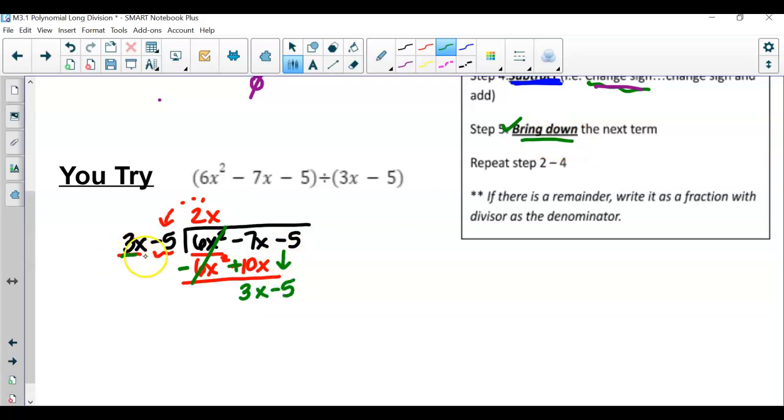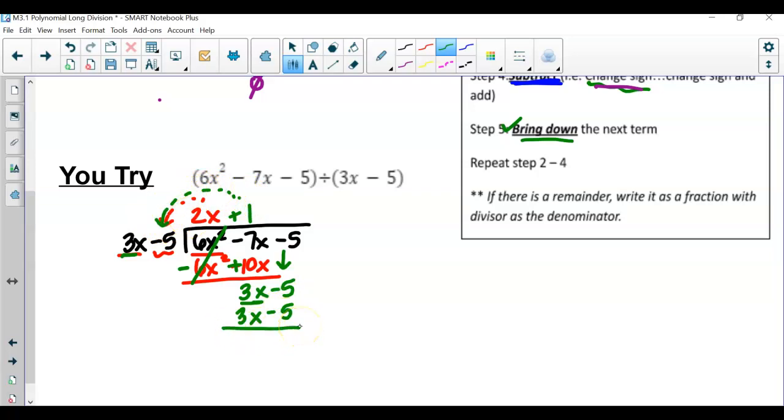So bring down now the negative 5. Again, here we go. First term into first term. 3 goes into 3 once, and we already have our 1x. So really, we do need that 1 here because 3 divided by 3 is 1. So when I multiply, you do get 3x. But don't forget to also multiply, right? That 1 times negative 5, which is negative 5.